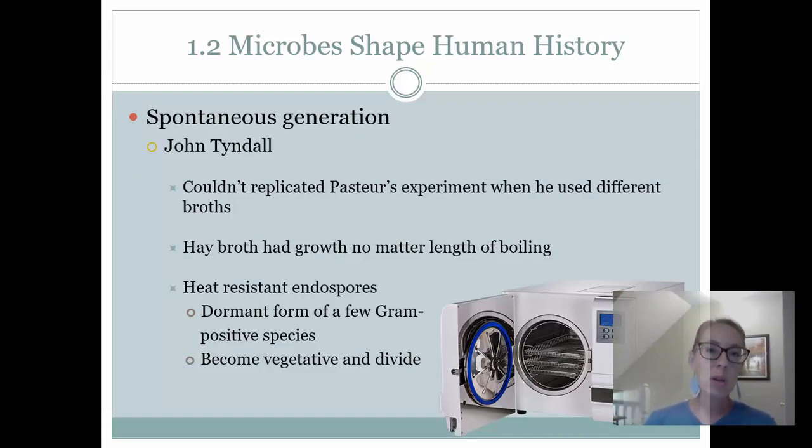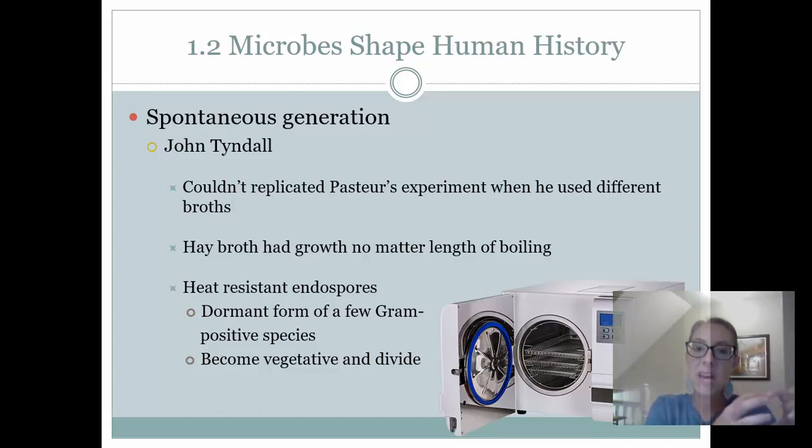But there was one gentleman by the name of John Tyndall who tried to replicate Pasteur's work using a swan neck flask, but was unable to. So the key here is that Tyndall was using a different type of broth. Again, at this time, we're just collecting things that are left over from dinner plates, and in this particular instance, some leftovers that his horses and other livestock didn't consume. So he used a hay broth.